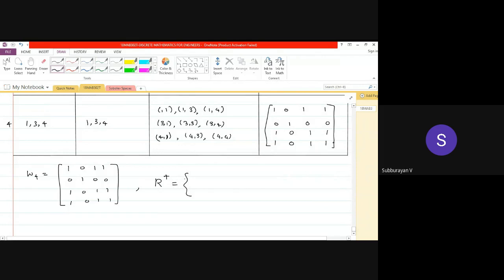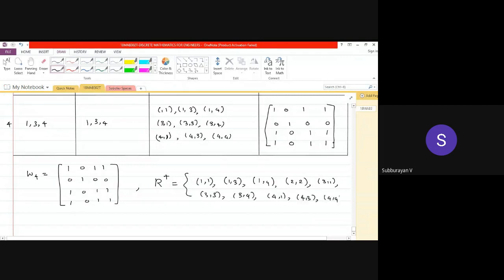The 1, 1 position is 1, so 1, 1 is there. This is the first row, third column, so 1, 3. And the first row, fourth column, so 1, 4. Second row, second column, so 2, 2. Third row, first column, so 3, 1, and 3, 3, 3, 4. And the fourth row, first column, so 4, 1, and 4, 3, and 4, 4.